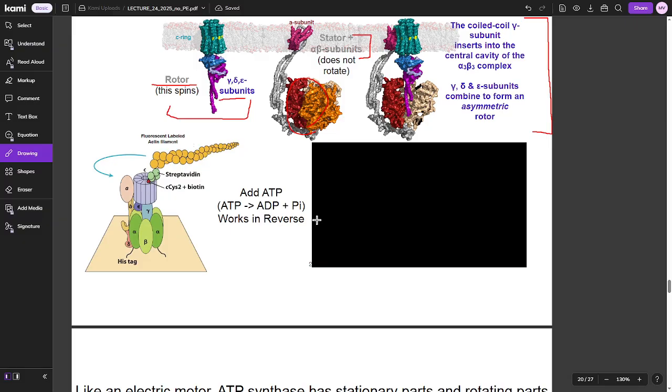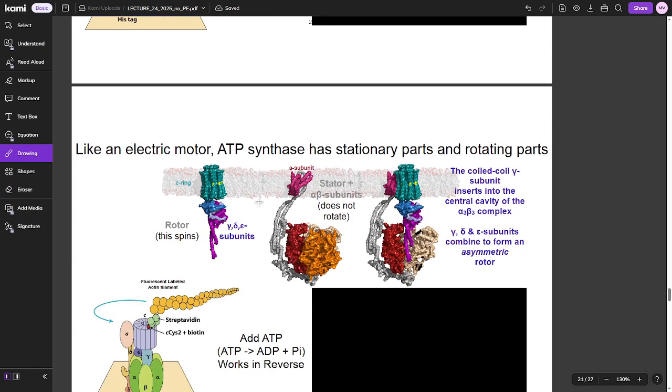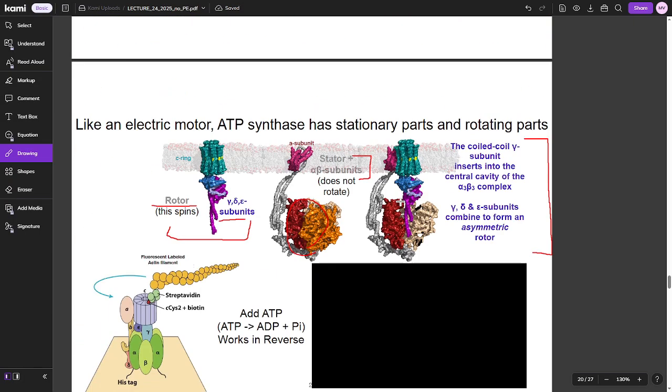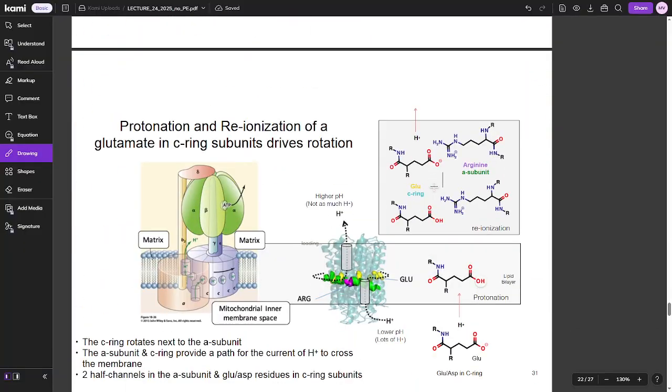Another cool thing is that this actually does work in reverse. The ATP can be turned into ADP and Pi, which is really interesting. We already talked about this. I think they were showing a video here, which is kind of cool, but I don't care that much.